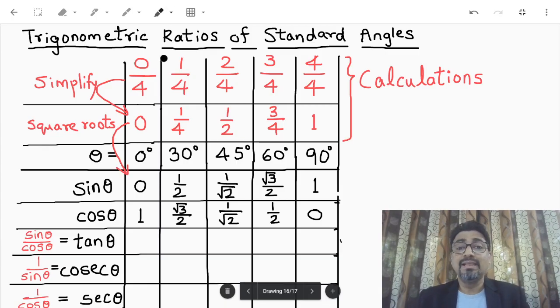What have you got here? Let's see. Cos of 0 degree is 1. Cos of 30 degree is root 3 by 2. Cos of 45 degree is 1 upon root 2. Cos of 60 degree is 1 upon 2. And cos of 90 degree is 0.